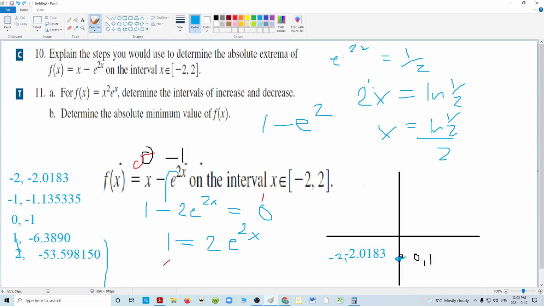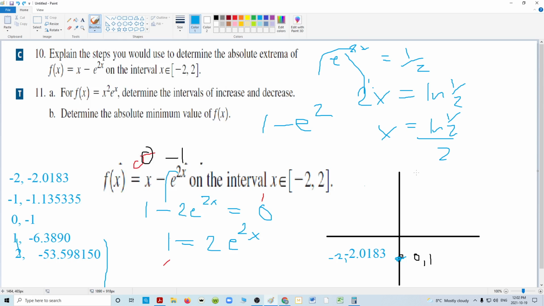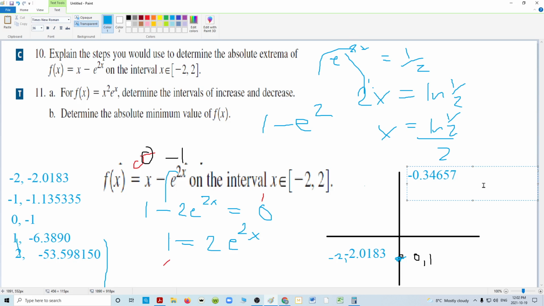I essentially took a ln of this side, brought the 2x down, the ln of e became 1, so I was left with 2x, and this is just the ln of a half. So what is ln of a half divided by 2? So we discover a peak when x is this. And we should figure it out.